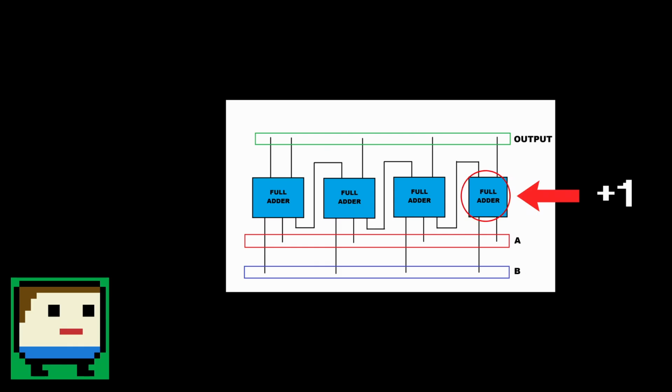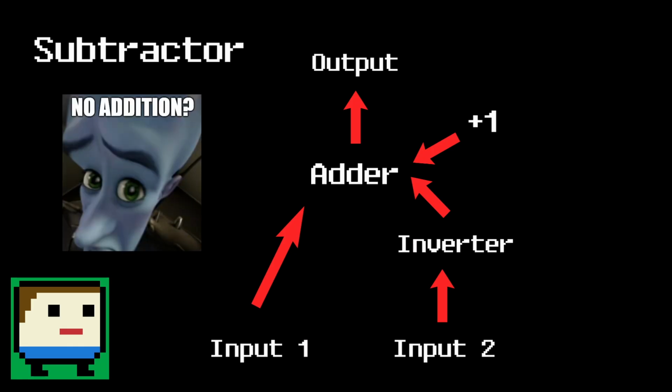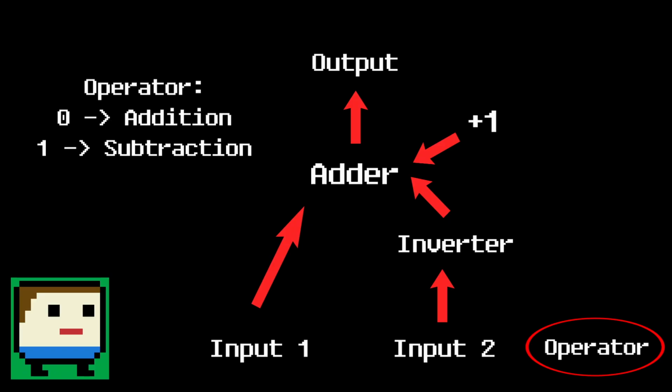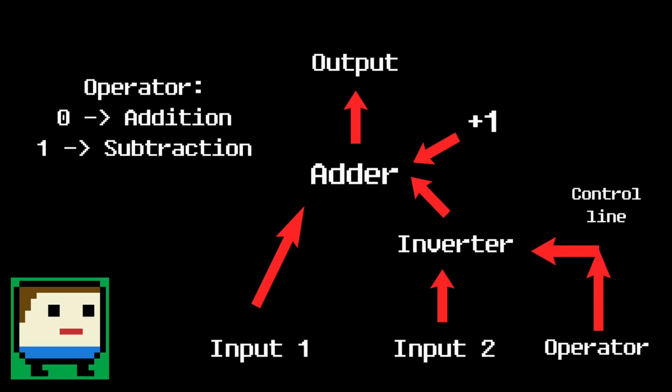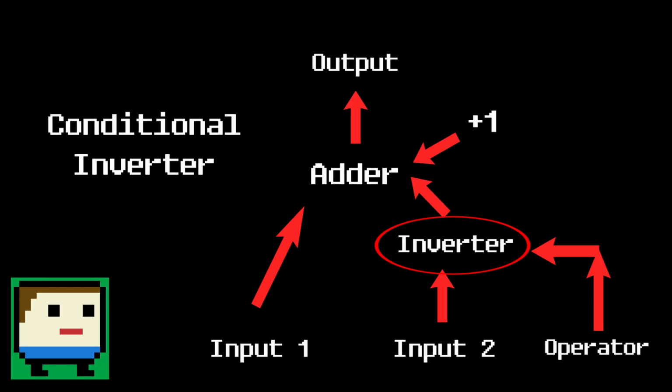So we're going to replace the half adder with a full adder and set its carry input to 1, which will add the extra 1 to the result. And this is the general design of our subtractor. But of course, we still want to be able to do addition, so we need a way to tell the circuit if we want to add or subtract the inputs. We'll do this with a third input that's just a single bit called operator. If this bit is 0, it signifies addition, and if it's 1, subtraction. We'll use this bit as a control line for the inverter, so that if we're subtracting, it'll invert the input, and if not, it'll leave it unchanged. So this actually needs to be a conditional inverter, controlled by the operator bit.